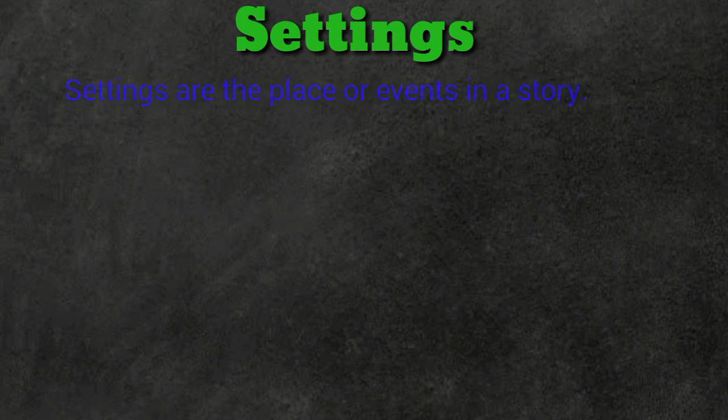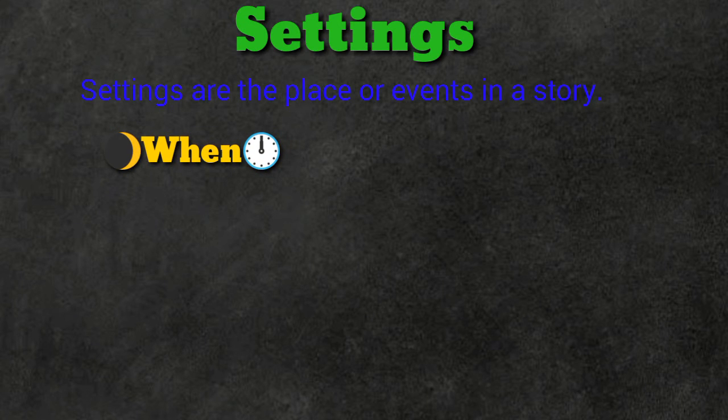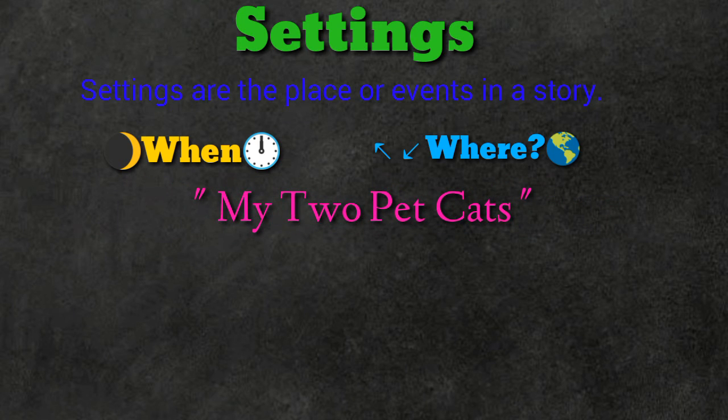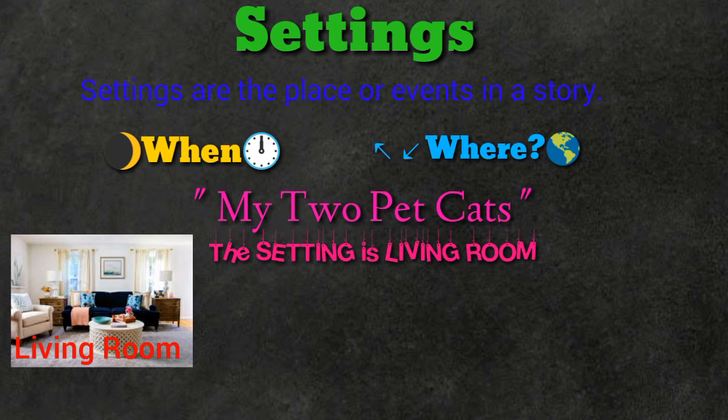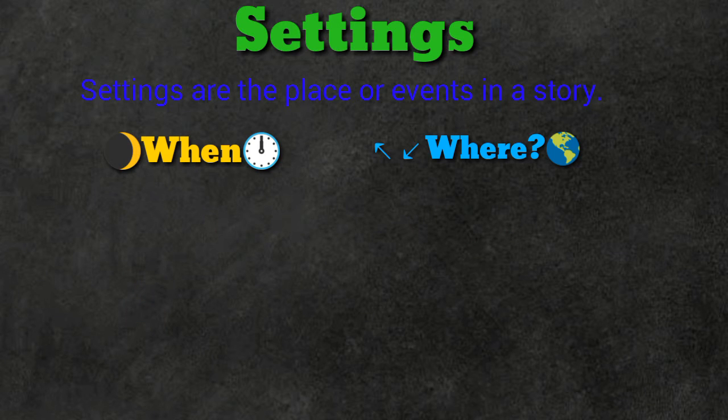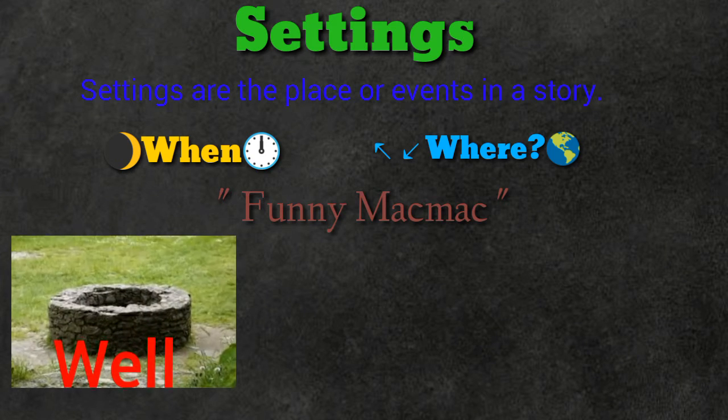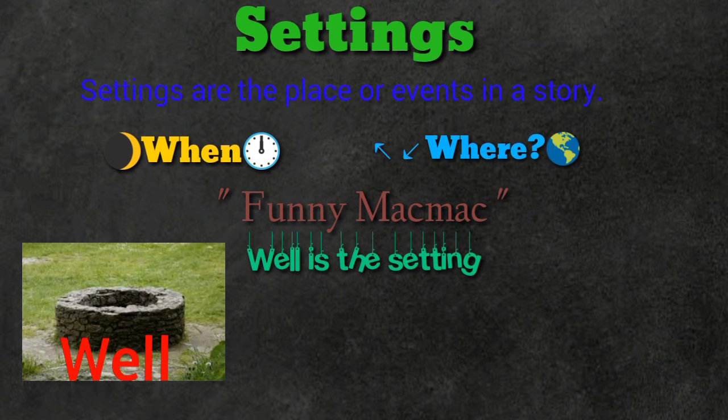The other story element is setting. Settings are the place or events in a story. The setting is when and where the story takes place. In a story, My Two Pet Cats, let's say the story takes place in a living room. This settings is living room. In a story, Fanny Mac, the story takes place in a well. Settings is a place, right? Settings answer the question where the story takes place.